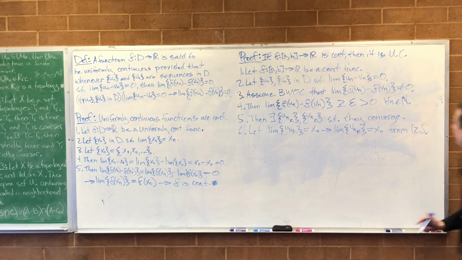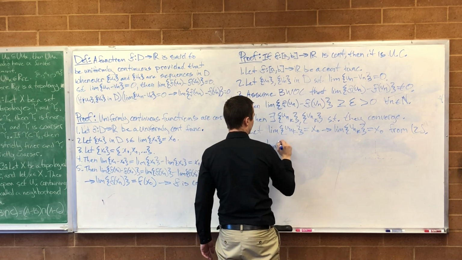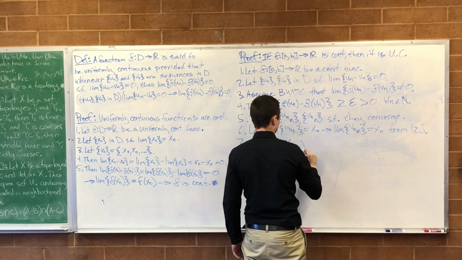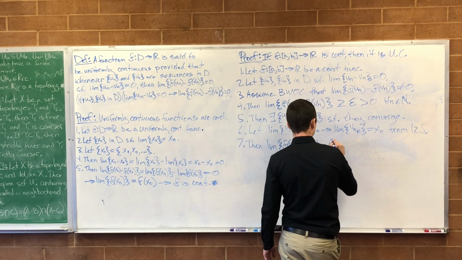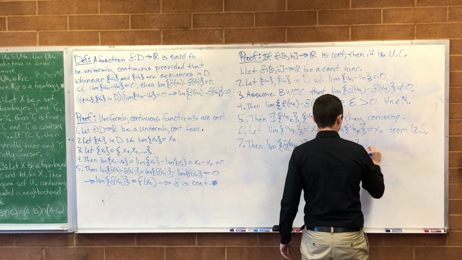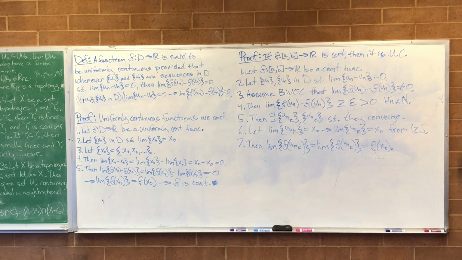So we know that the function's continuous at x naught. Then the limit of f of u_{n_k} is equal to the limit of f of v_{n_k}, which is equal to f of x naught, right? And that's because of continuity? Yeah, that's because it's a continuous function.